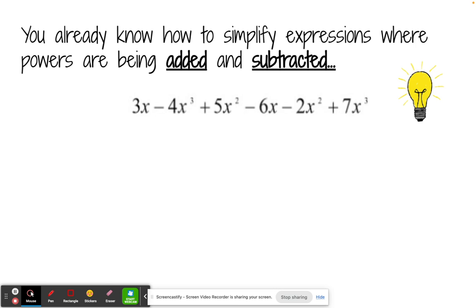You already know how to simplify expressions where powers are being added. Remember, terms are like terms if it's the same base raised to the same power. So let's take a look at these. I have 3x and negative 6x. I can add those. 3x and negative 6x is negative 3x.